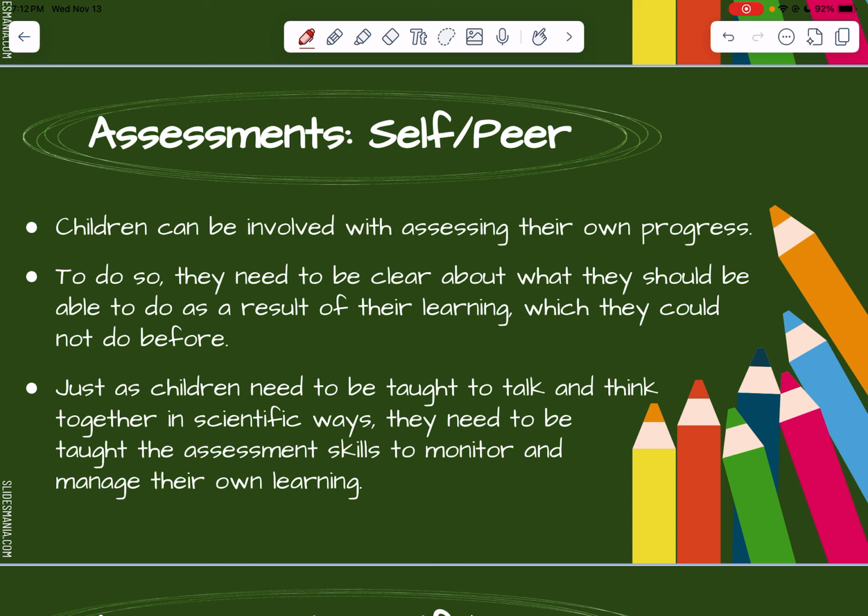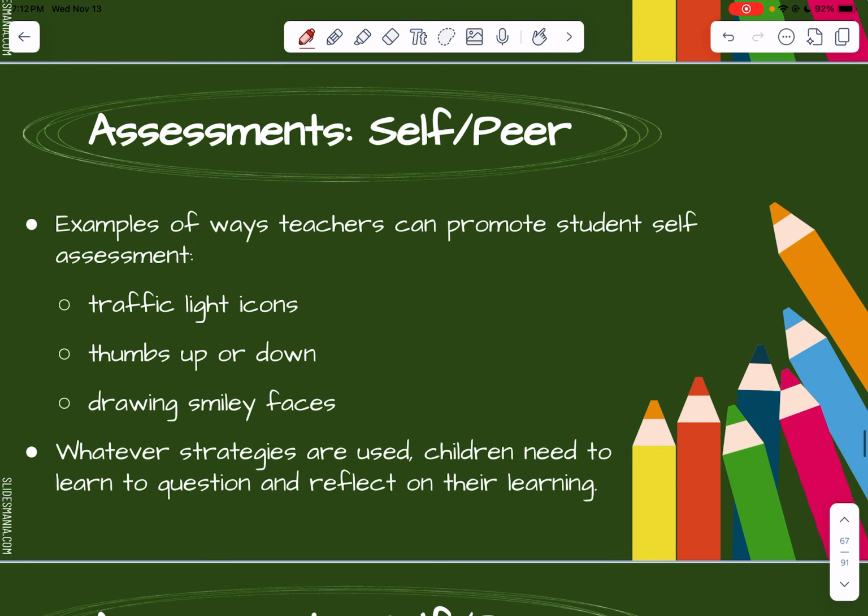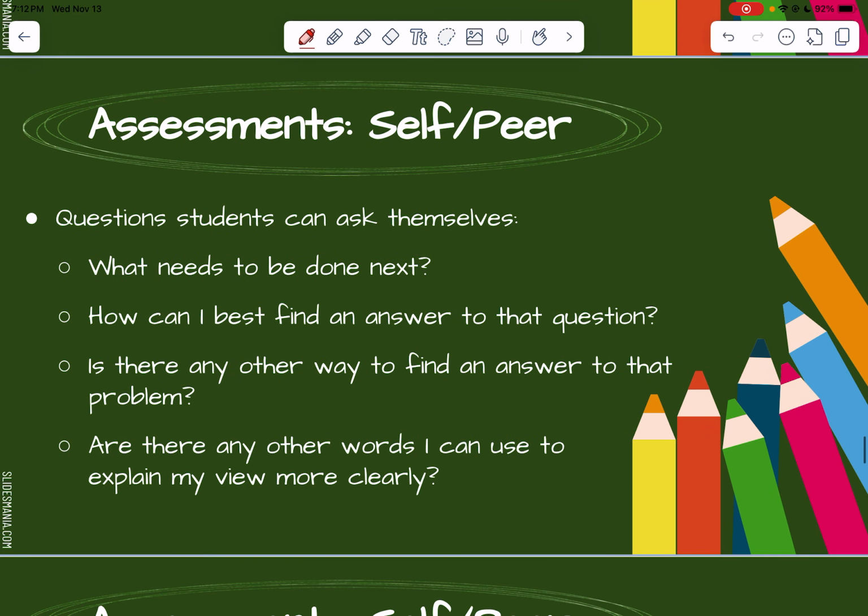Just as children need to be taught to talk and think together in scientific ways, they need to be taught the assessment skills to monitor and manage their own learning. Examples of ways teachers can promote student self-assessments: you can use traffic light icons, thumbs down or thumbs up, draw smiley faces or other images. Whatever strategies are used, children need to learn to question and reflect on their own learning.